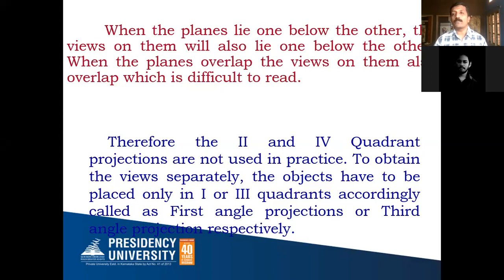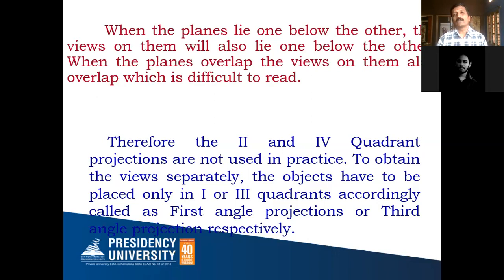Whereas the second and fourth quadrant projections are not being used. Why? Because in both cases the planes of projection will overlap with each other, as well as the front view and top view will also overlap with each other. If both the front view and top view overlap, then we could not analyze the drawing and we could not make out which is the front view and which is the top view.